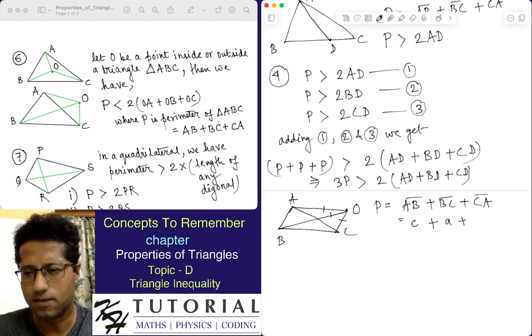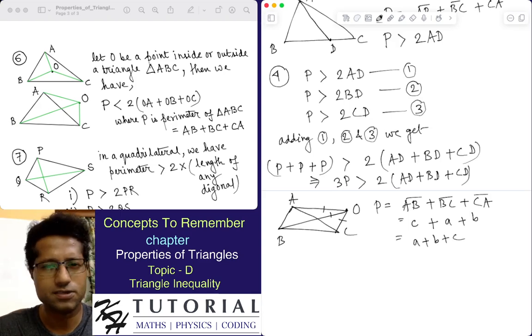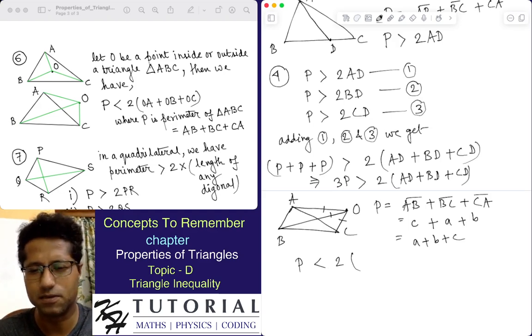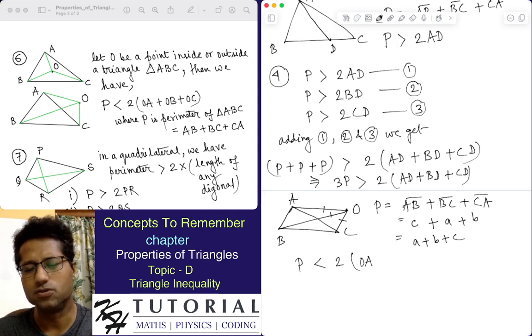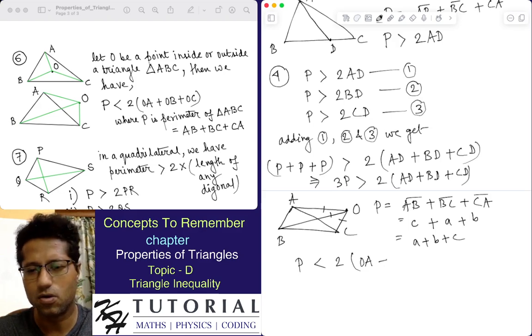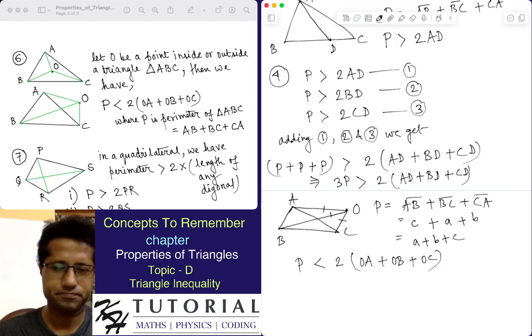So A plus B, so basically this is small a plus small b plus c. The relation we are having is that P is less than twice the sum of the lengths of the three line segments formed from the point O joining the three vertices, and this point O can lie inside the triangle or outside the triangle. So this is the relation we get.